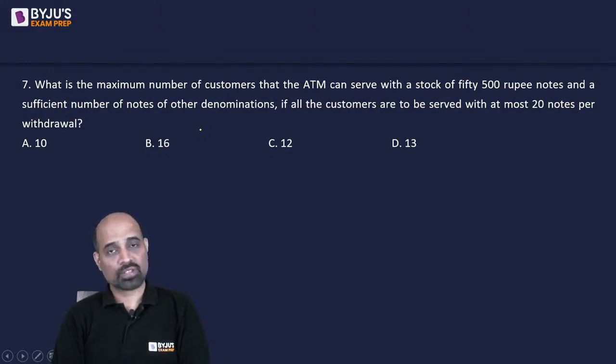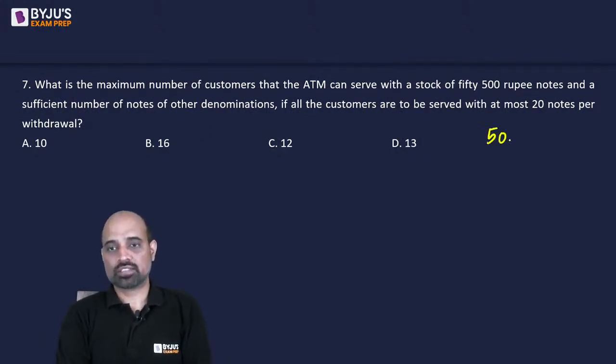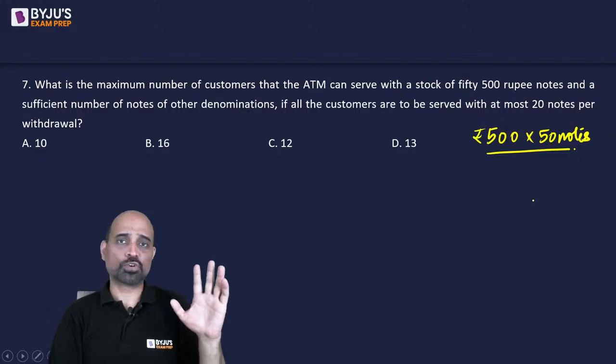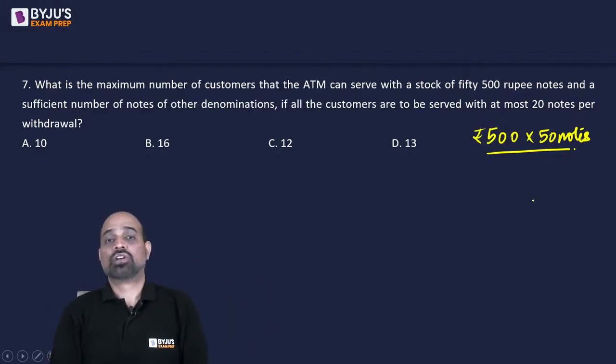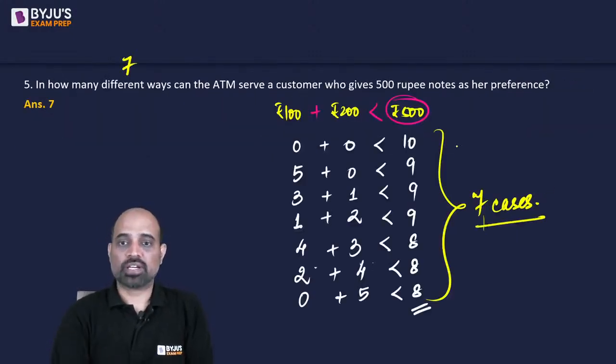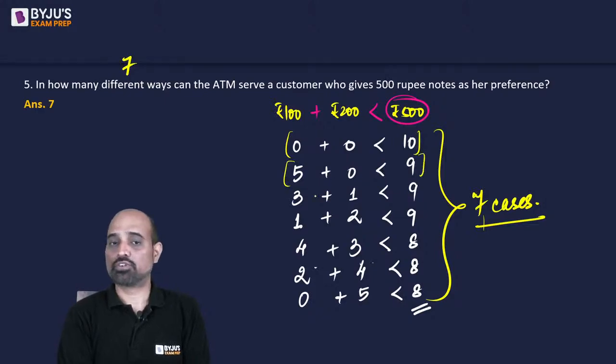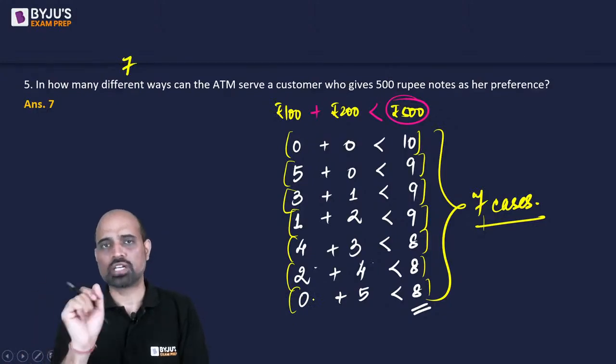Okay, so what we have is 50 notes of 500 rupees, same as the previous question, and we have a sufficient number of notes of other denominations. Other means 100 and 200 notes. Now if you go to the first one and count the total number of notes here, this is 10, this is 14, this is 13, this is 12, this is 15, this is 14, this is 13. If you count the total notes, you get some number.